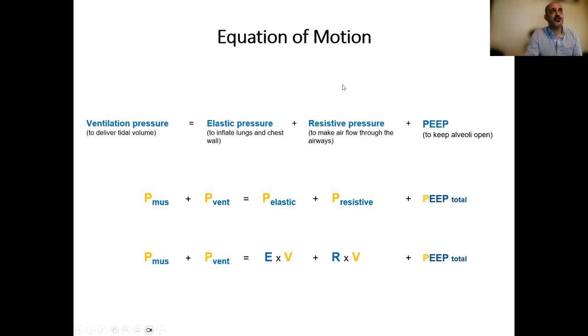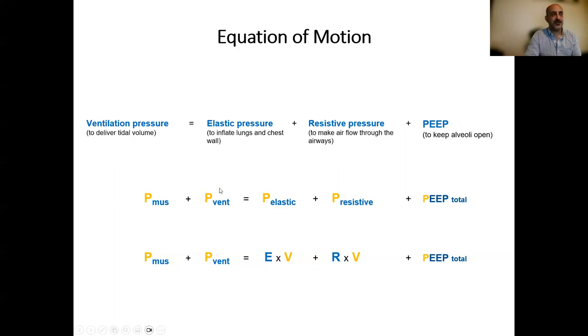So we'll talk about the equation of motion initially. Basically, it's derived from Newton's law of physics, which states that the ventilation pressure, which is how much pressure goes to deliver the tidal volume to the respiratory system, has to overcome three things: the elastic pressure, which is to inflate the lungs and the chest wall; resistive pressure, to push the air flow through the airways; and the PEEP, to keep the alveoli open.